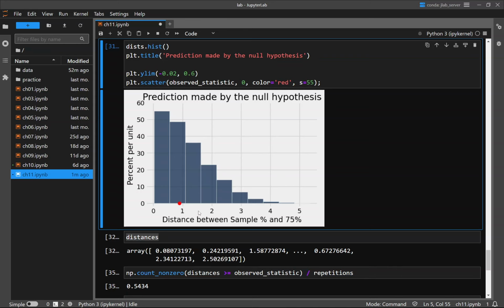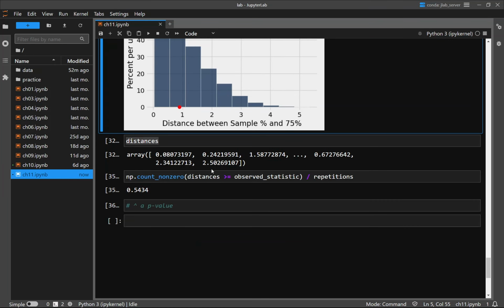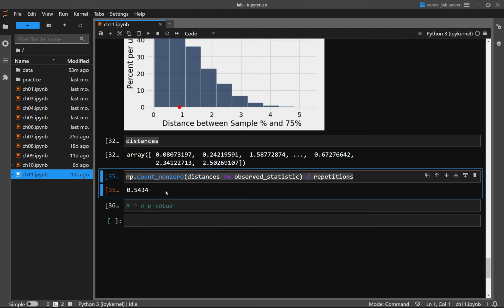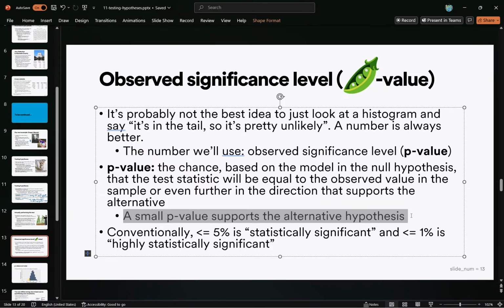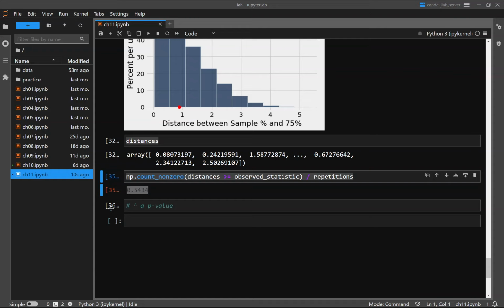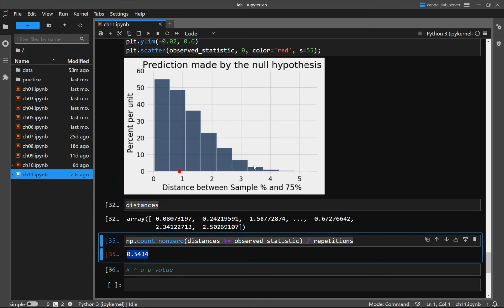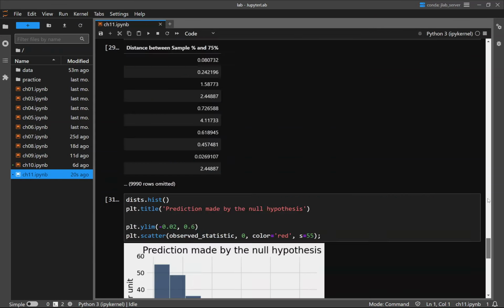All right, so that's what we did. We calculated how often the distance was here or even farther away, because large distances would support the idea that the model was wrong. So how often was it here or even further away? What was the percentage chance that that was happening in our sample? So we divide by the repetitions. That's this calculation. And we got about 54%, which is a decently large number. If that number was small, that would say it was unlikely for that value to be out there or even bigger.